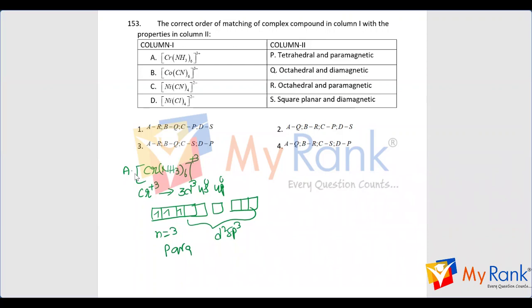So therefore, this is a paramagnetic and octahedral complex. And the next one is the second one. If you see, A is matched with R.